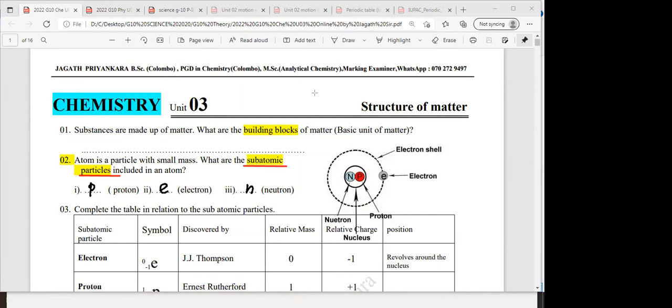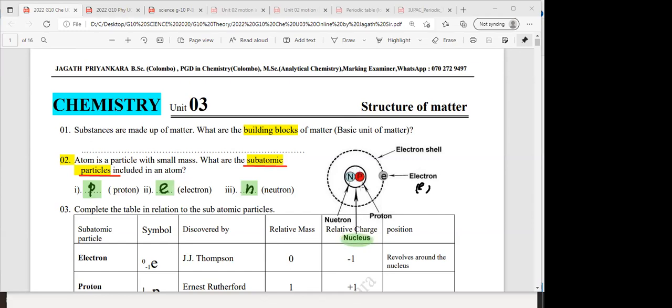So these three are the subatomic particles. An atom consists of these three, and I have shown their locations here. For example, the electron is around the nucleus. So what is the nucleus? The nucleus is at the center of the atom.